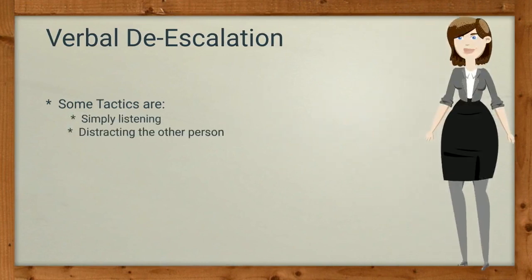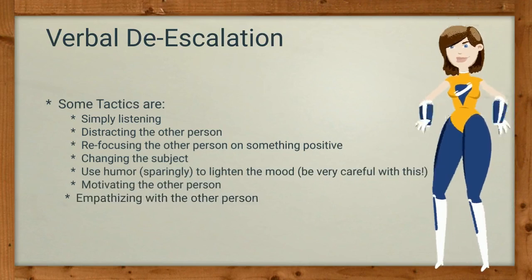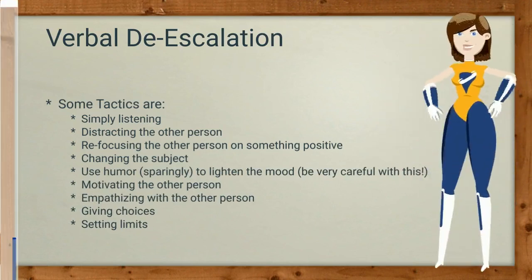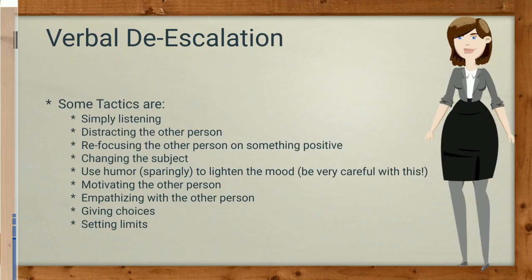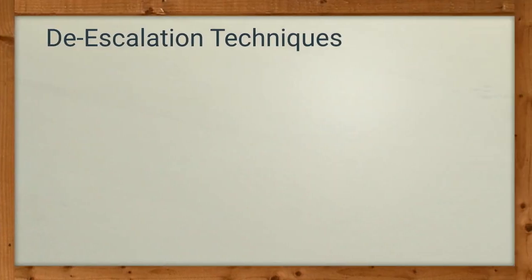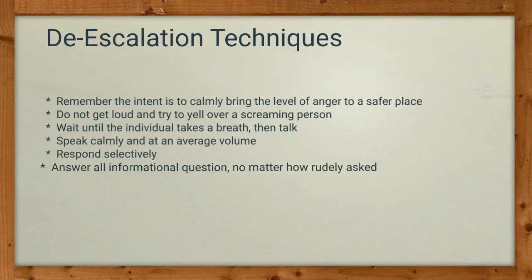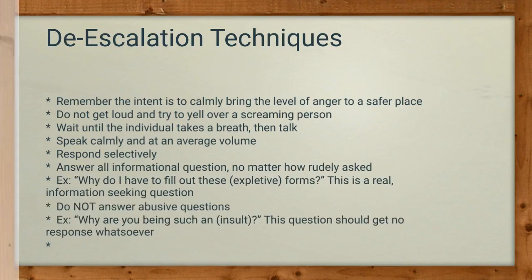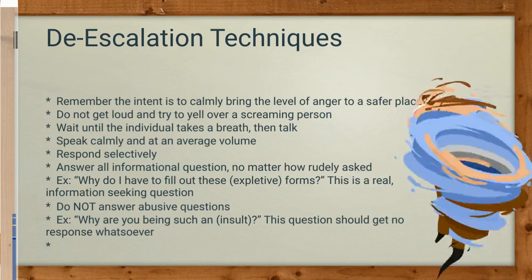Verbal de-escalation. Some tactics are simply listening, distracting the other person, refocusing the other person on something positive, changing the subject, using humor but be careful, motivating the other person, empathizing with the other person, giving choices, and setting limits. De-escalation techniques. Remember, the intent is to calmly bring down the level of anger to a safer place. Do not get loud or try to yell over a screaming person. Wait until the individual takes a breath, then talk. Speak calmly with an average volume.